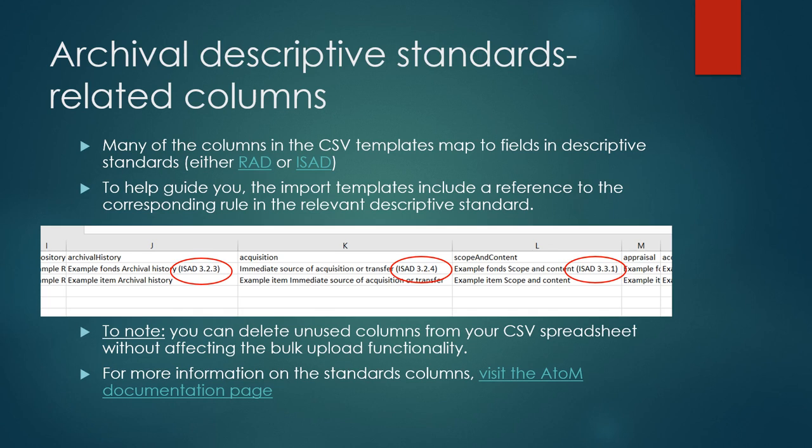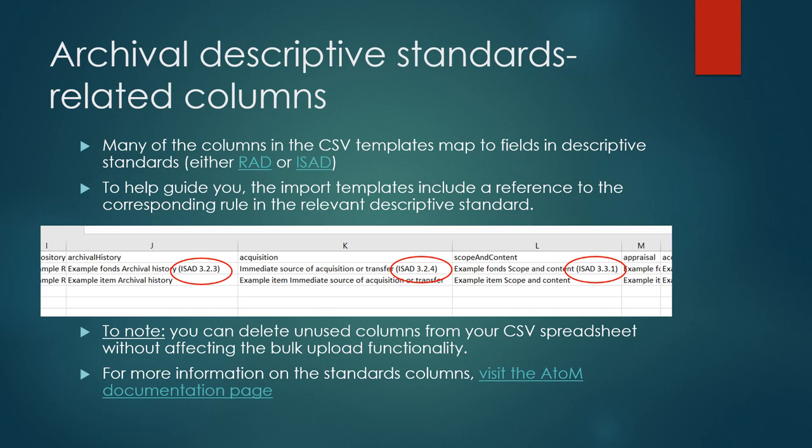So you can think, okay, archival history, what do they want in that? And then you can go and look at ISAD 3.2.3 and look to see what is supposed to go in that field according to that particular descriptive standard. And it's the same thing with RAD. They have the references in the template for you, which is very helpful.